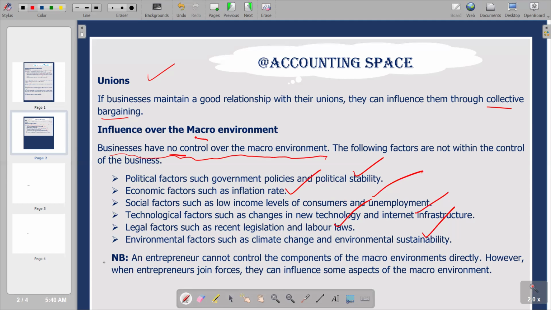But we have got a please note beneath that, an NB, which is: an entrepreneur cannot control the components of the macro environment directly. However, when entrepreneurs join forces, they can influence some aspects of the macro environment. The emphasis there is that if these businesses join forces, they can influence some aspects, not all. So indirectly, they can influence some aspects of the macro environment. So we are saying directly there is no control that businesses have over the macro environment component. So basically, that becomes the last part of the business environment that we are looking at.